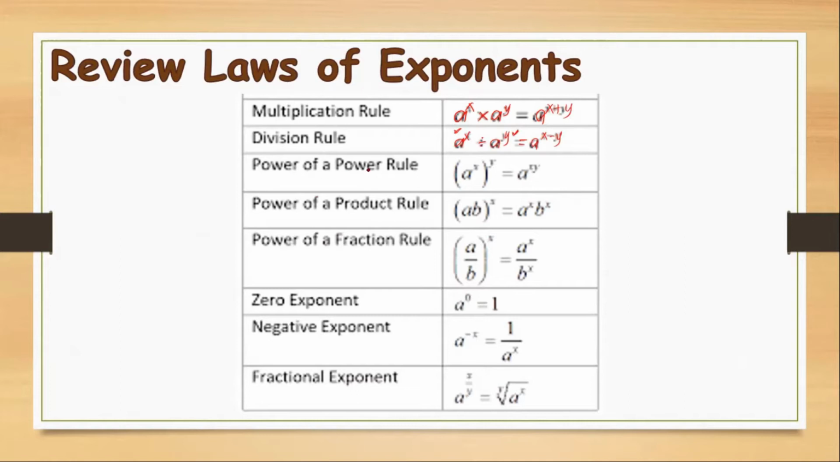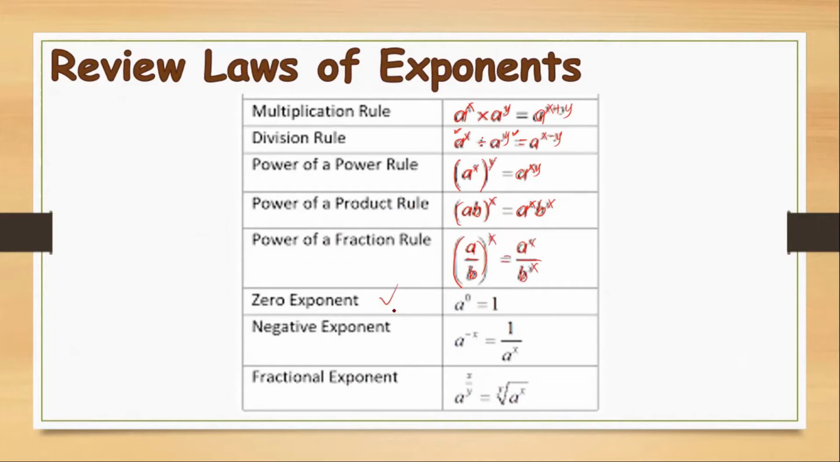Next is the power of a power rule. If we have an exponential expression inside a parenthesis and having an exponent outside, then this is a power of a power. All we have to do is multiply the exponents. For the power of a product rule, you have your variables a, b inside the parentheses with exponent x. It means that you have to distribute the exponent. That is a raised to x times b raised to x. For the power of a fraction rule, we have a over b quantity x. So it's still a distributive property. So a raised to x over b raised to x.